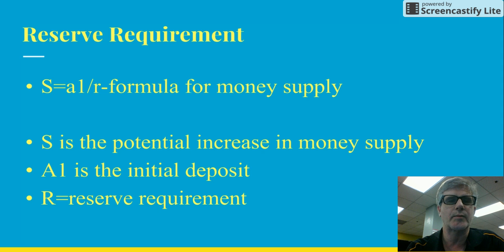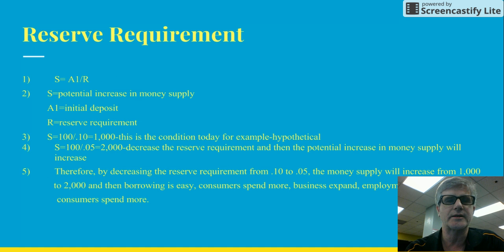So here's an example, and I basically have 5 steps. If you're trying to solve it and use it in your speech, step 1 is to write out the formula, S equals A1 over R. Step 2 is to define each thing. S is the potential increase in money supply. A1 is the initial deposit. R is the reserve requirement.